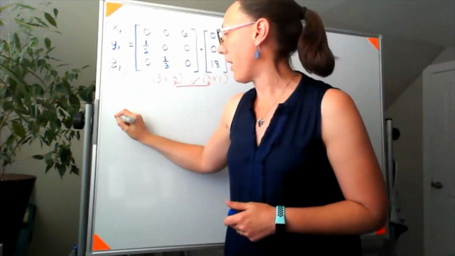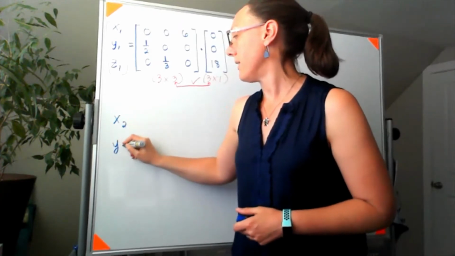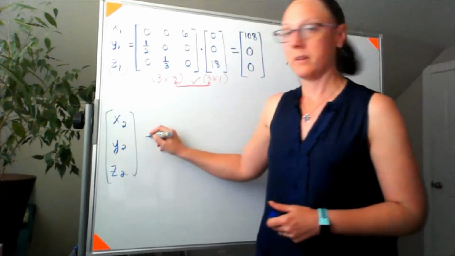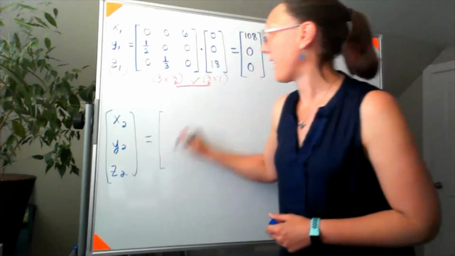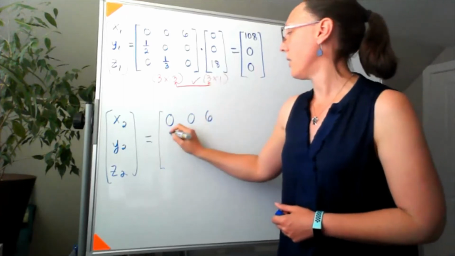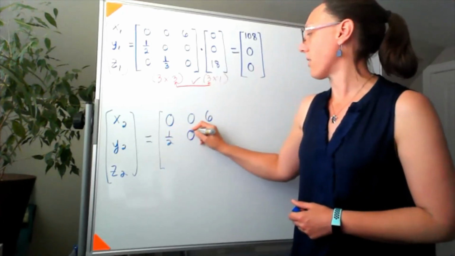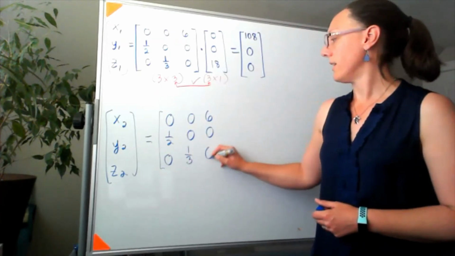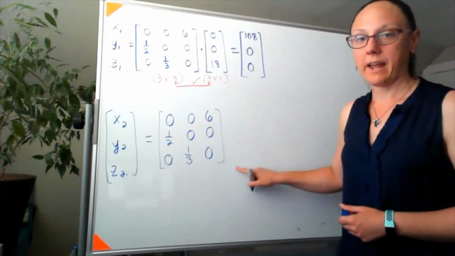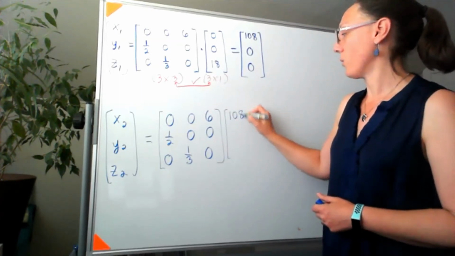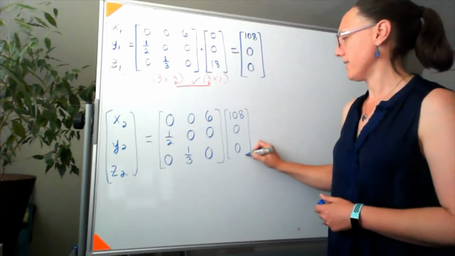So to get my distribution after 2 months, we're going to take that same Leslie matrix, 0, 0, 6, 1/2, 0, 0, 0, 1/3, 0. But now the matrix or the distribution we're going to multiply by is 108, 0, 0.